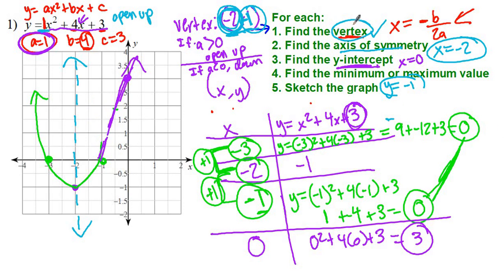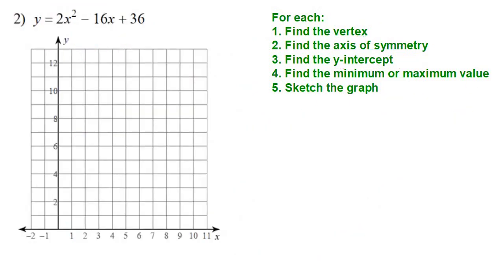So again, the key step here is finding the vertex, and then once you have the vertex, you can easily find a lot of this other stuff. The other thing is to make a table of values, and you only really need 3 numbers. One should be the vertex point, which is negative 2, and then a number right before that and a number right after that. So what I want you to do is try and graph this one on your own using the same steps that we just did, and then check back for the answer in the next video.